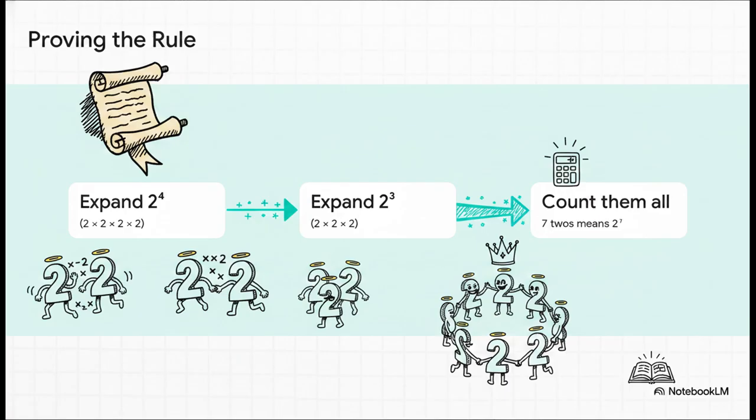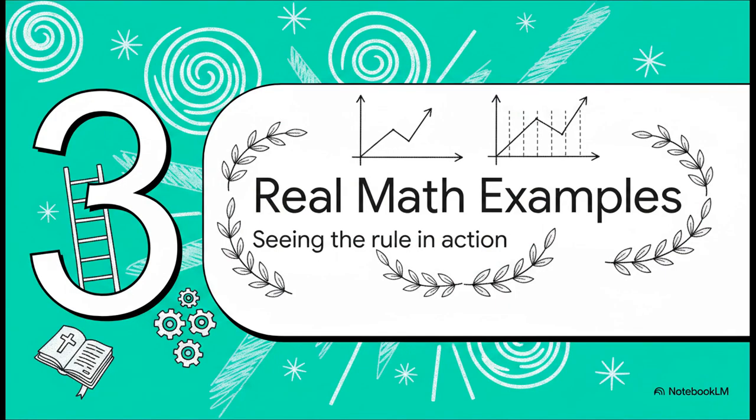Now, step 3. If you multiply those two groups together, you just line them all up in a big row. Count them up, and you've got 7 2s multiplying together. Bam, 2 to the 7th power. 4 plus 3 equals 7. The rule basically proves itself visually. Let's see this rule in action with some real math examples. We're going to start simple and scale our way up.